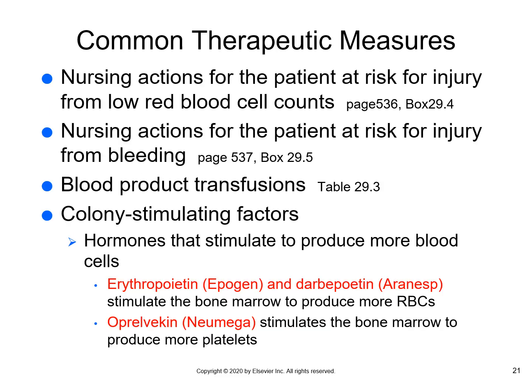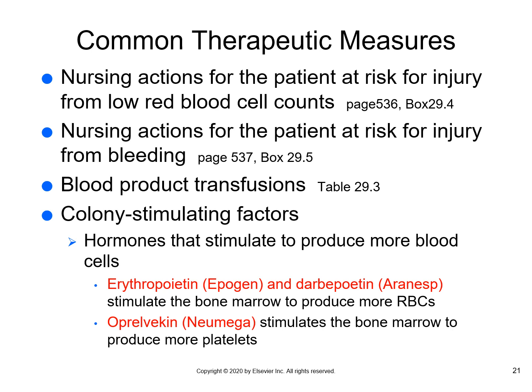Okay, common therapeutic measures: nursing actions for the patient at risk for injury from low red blood cell count. Please go to page 536, box 29.4. You can read through this, highlight, and remember them. These are the nursing actions for a patient at risk for injury because of the low red blood cell count or anemia.